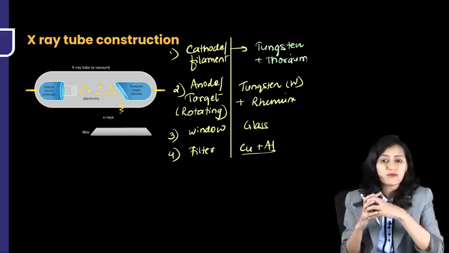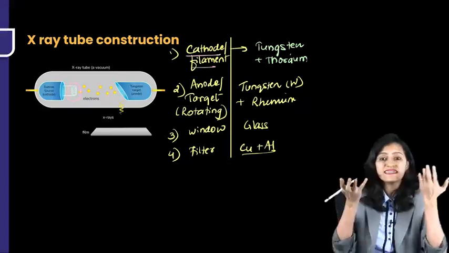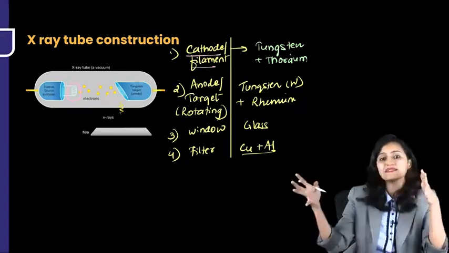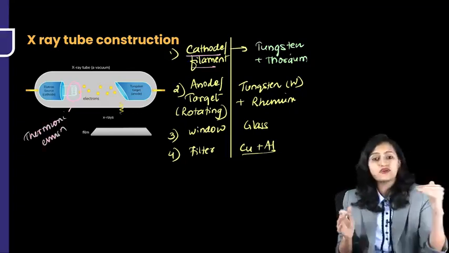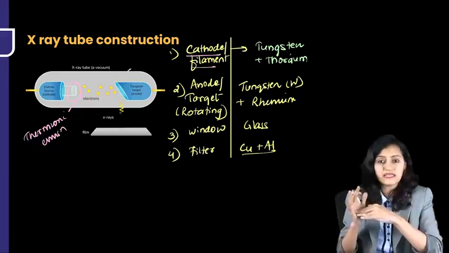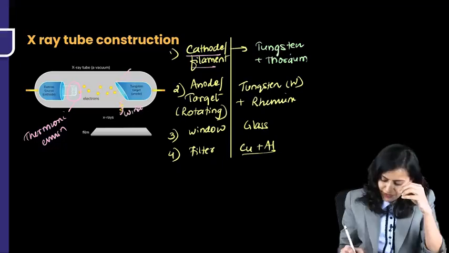We have the source of the electron beam, which is the cathode or the filament. When we heat the cathode or filament, it emits the electrons. So basically there is the process of thermionic emission which is happening. It goes towards the anode or the target. That generates the X-rays which come out through the window.